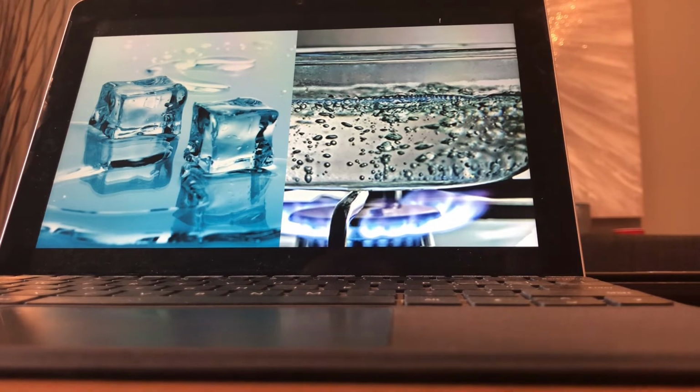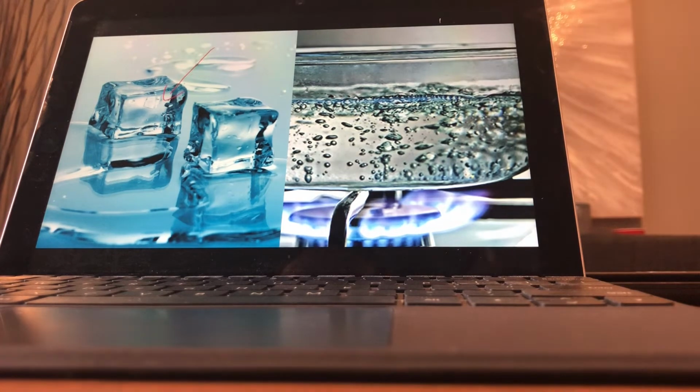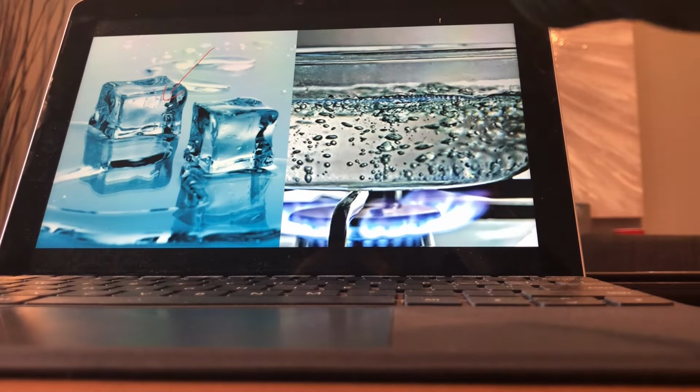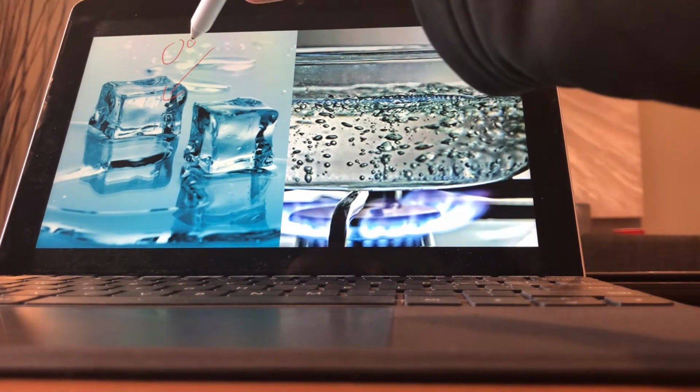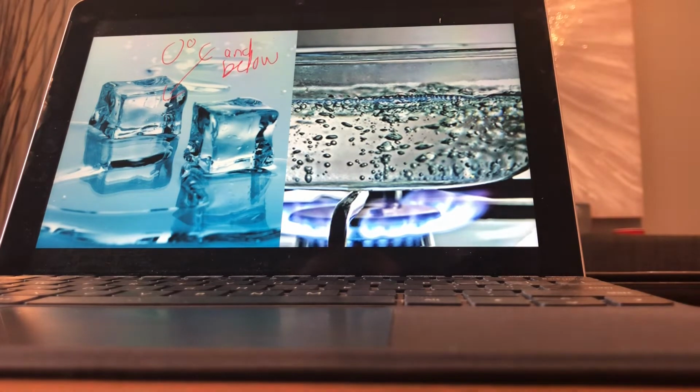So the lab that we were going to be doing was we were going to be looking at what happens graphically when you add heat to ice. So in order to do this lab well, you need to know the following things. First of all, the temperature range for ice is going to be 0 degrees Celsius and below. So you can have ice that has negative values.